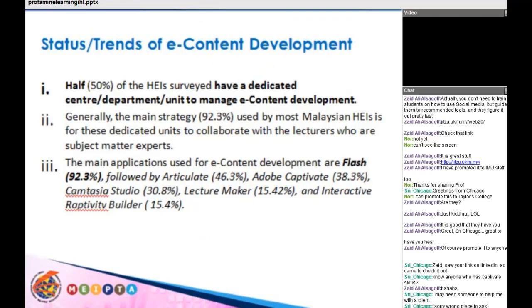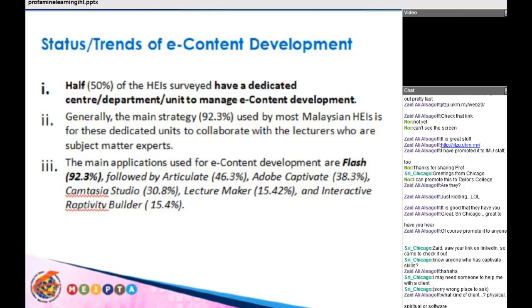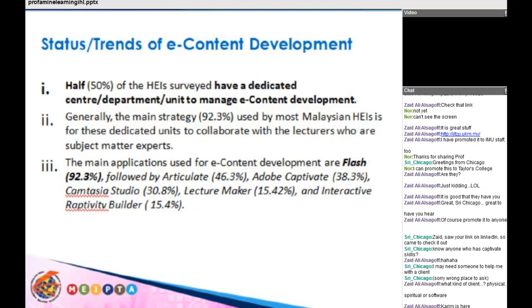Okay, now we're talking about content development. Earlier we spoke about the need for governance, the need for a portfolio, or the need for a structured unit to coordinate e-learning. But now we found that only half of the institutions have got a center or department to manage e-content development.